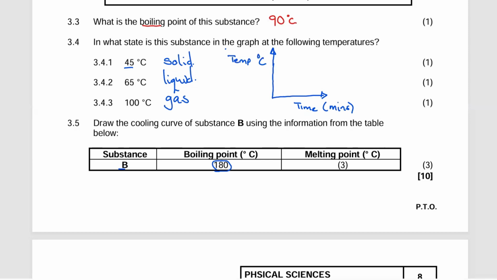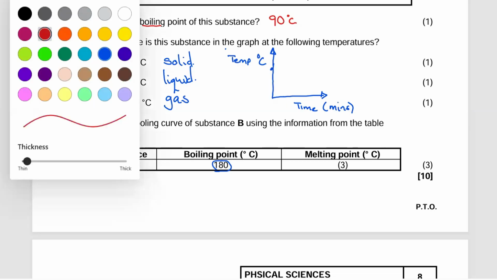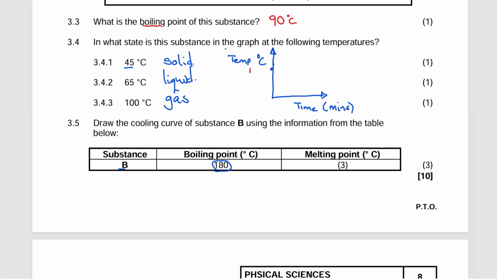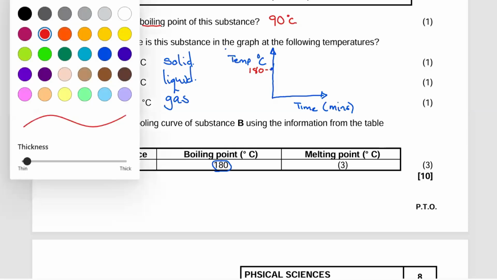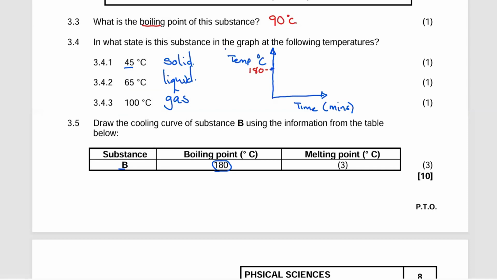So this substance, as it says, has a boiling point of 180. So at 180 let me indicate here with the dots. I'm going to assume this was my 180 degrees. So this is 180. It was already boiling at 180 degrees, right? And then after that we're going to go across in a flat line, then after that it's going to drop.